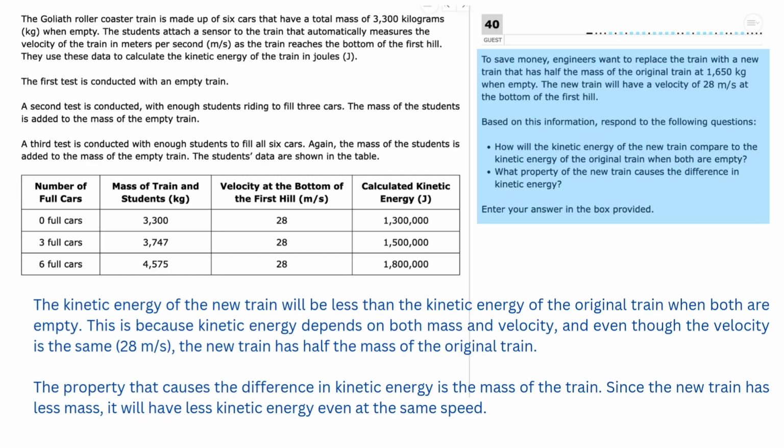The property that causes the difference in kinetic energy is the mass of the train. Since the new train has less mass, it will have less kinetic energy even at the same speed.